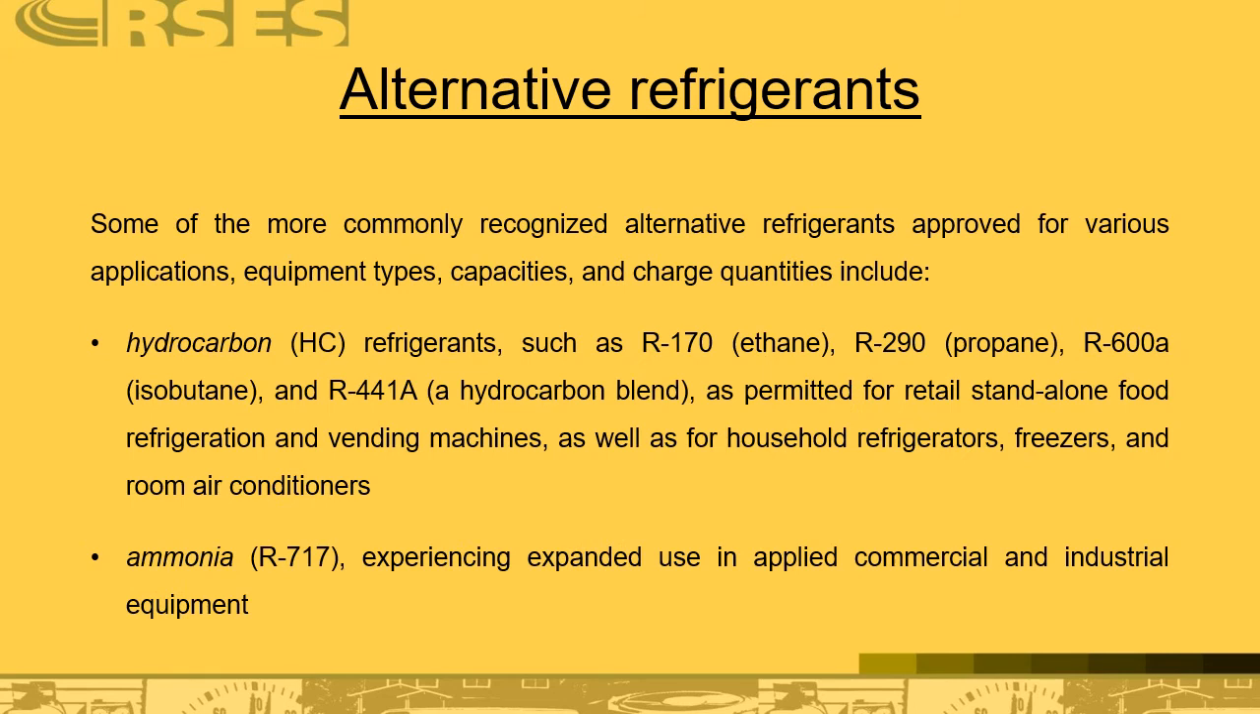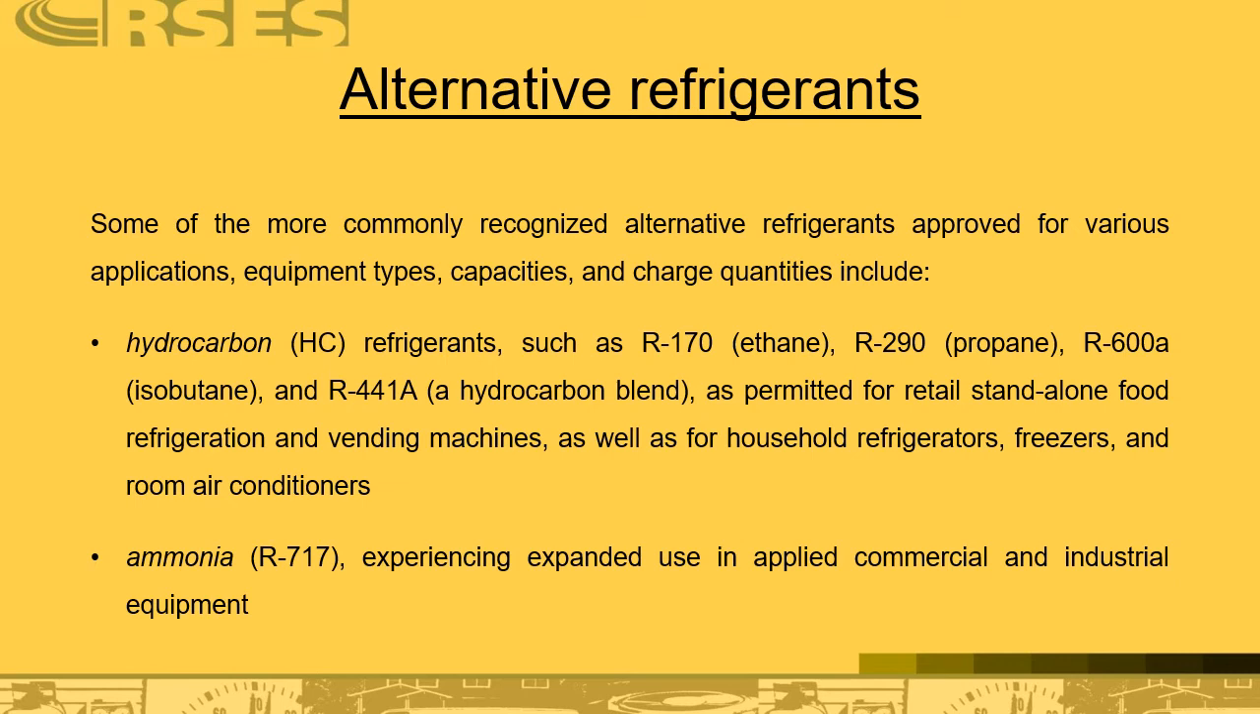Some of the more commonly used alternative refrigerants approved for various applications, equipment types, capacities, and charge quantities include hydrocarbon (HC) refrigerants such as R170, ethane; R290, which is propane; R600A, which is isobutane; and R441A, a hydrocarbon blend, which is permitted for retail standalone food refrigeration, vending machines, as well as household refrigerators, freezers, and room air conditioners.